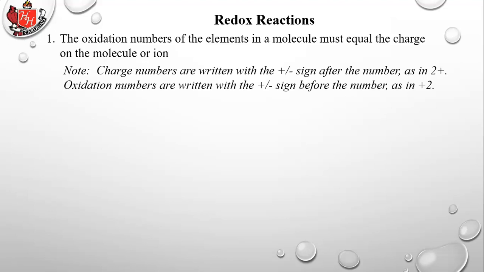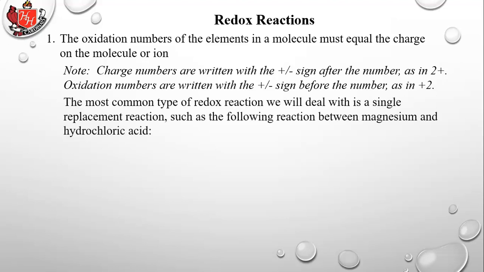Note, charge numbers are written with the plus and minus sign after the number, as in 2+. Oxidation numbers are written with the plus or minus sign before the number, as in +2. And as you're going to see very shortly, I don't necessarily obey that convention. It's not necessarily significant. I'll try to obey it, but don't always do that. So don't worry about that too much. And some books don't even obey that.